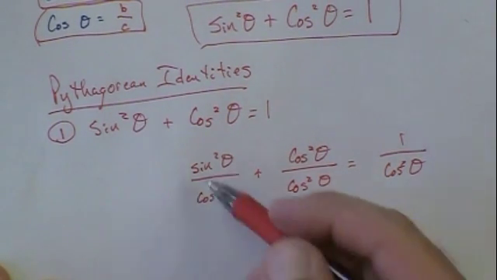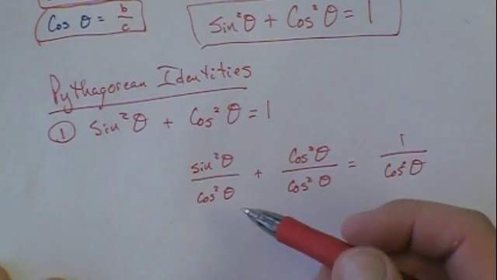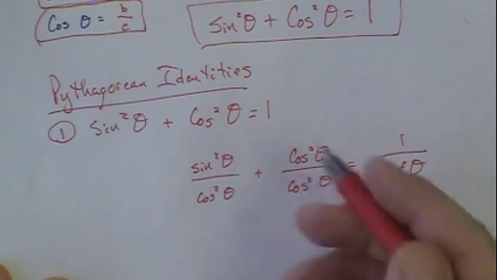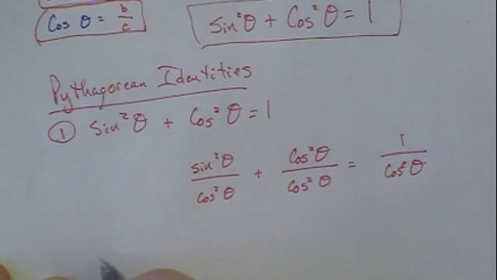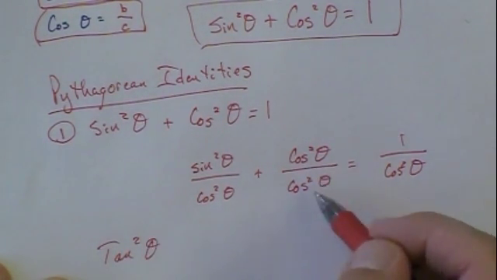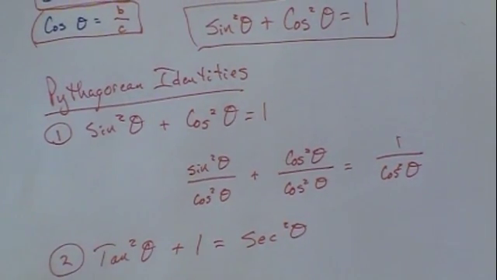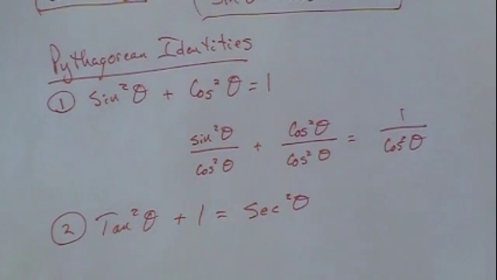This is where we can now do some converting. We know that sine over cosine is tangent. So in this case we would say that that is tangent squared theta. Of course, cosine divided by cosine here, we have 1. And then 1 over cosine is secant, so we could say this is equal to secant squared theta. This is our second Pythagorean identity.